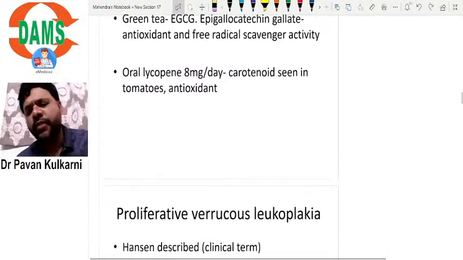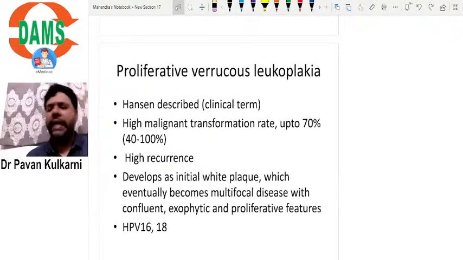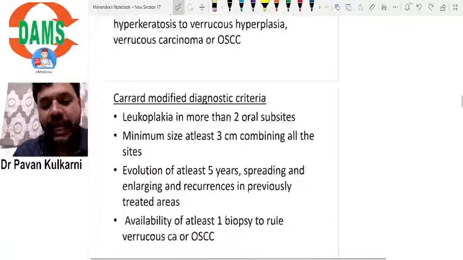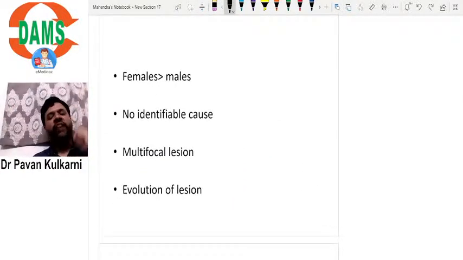Now I'll just give you an overview about one of the important types of leukoplakia, that is called PVL, Proliferative Verrucous Leukoplakia. What is this? Try to understand this. This is one of the leukoplakias which typically occurs in women. PVL frequently occurs in women.